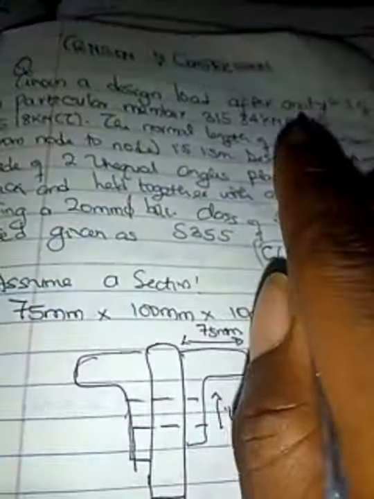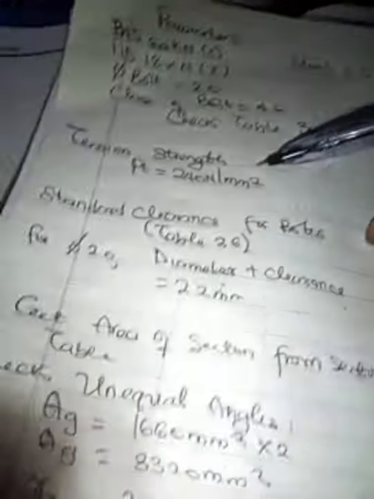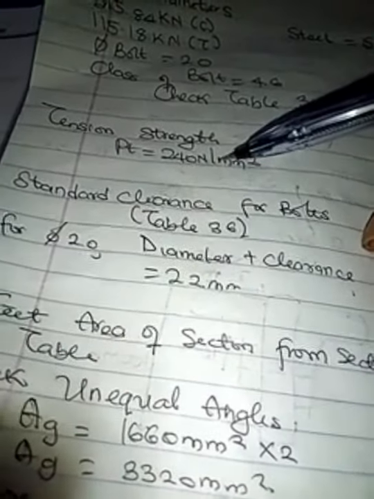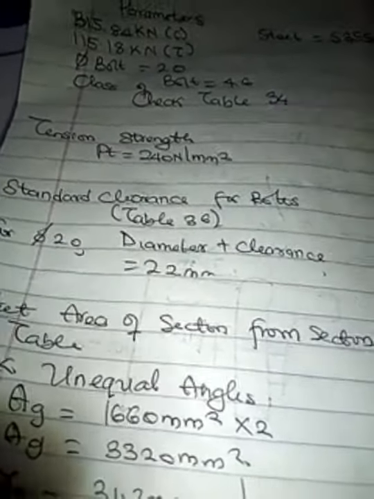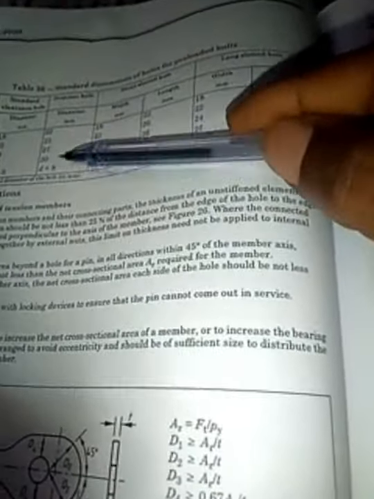So at the end of the day, you are looking for a new compressive force and a new tensile force. Let's just see that come into play. We've gotten our tension strength, PT, to be 240 Newton per millimeter square. So we'll now go to the next table, table 36. Please note it down. What we are looking for in table 36 is the clearance for the bolts. We are given the bolt diameter to be 20.